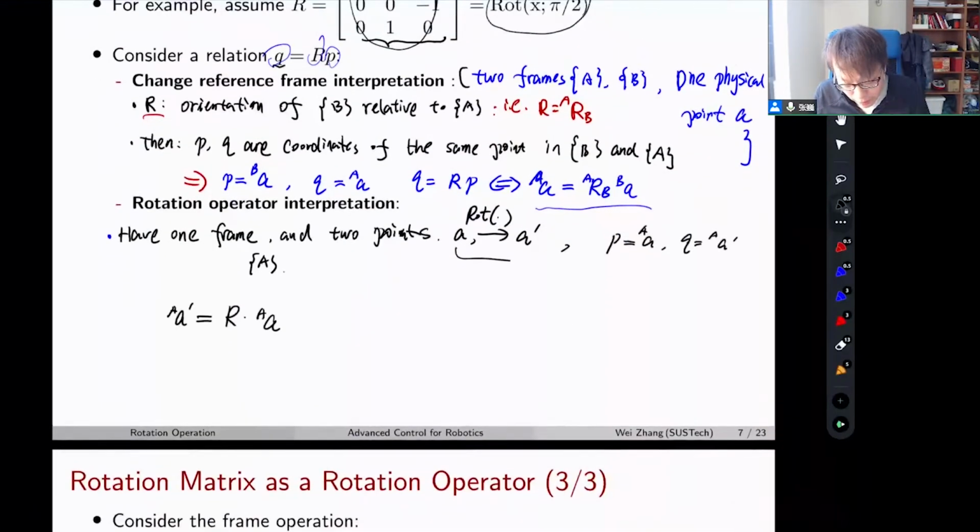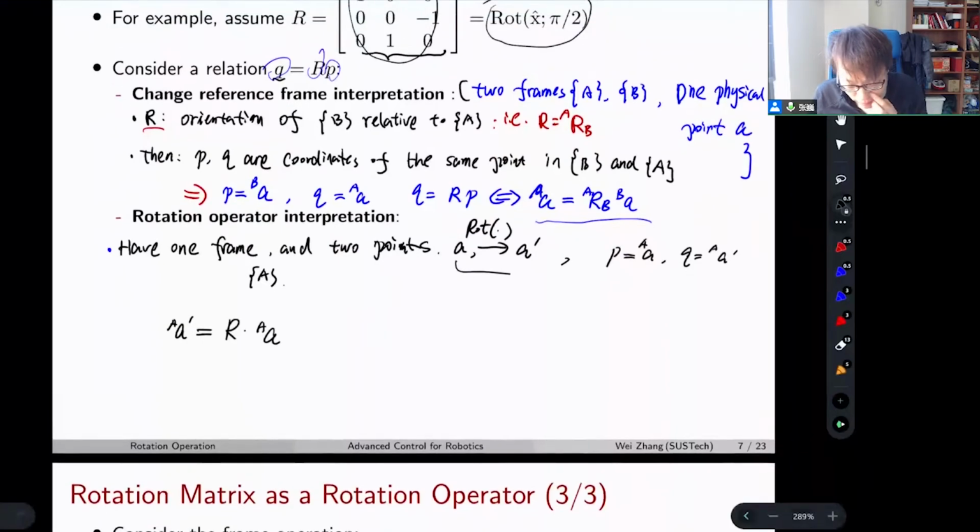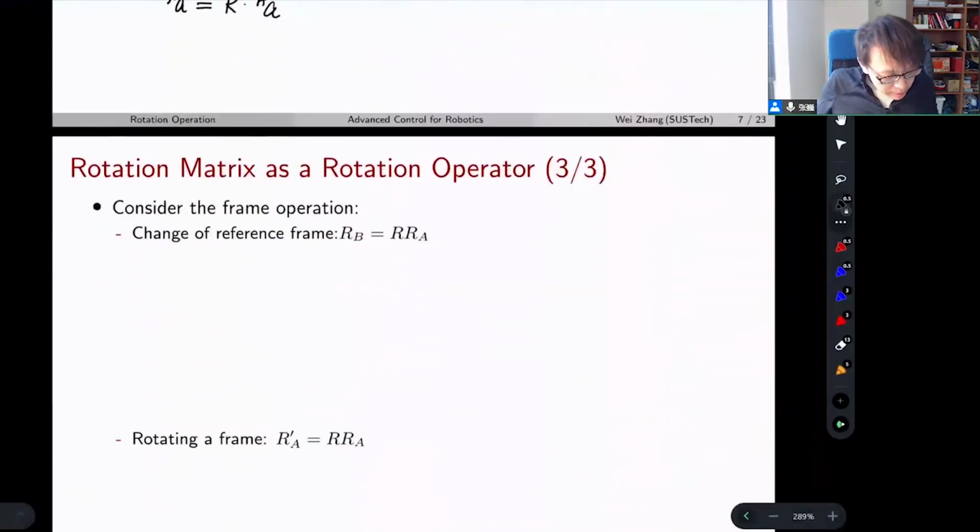You see that, okay, 1 frame, 2 points. There's also 2 frames, 1 point. The same thing happens for a frame operation, but I think that's very similar. If you understand the point operator, then the frame is the same thing. This one is the change of reference frame for a frame. Let's say we have one frame object, not a point anymore.